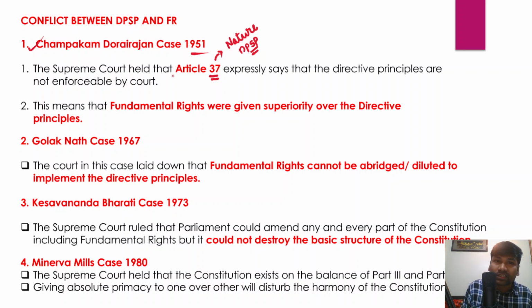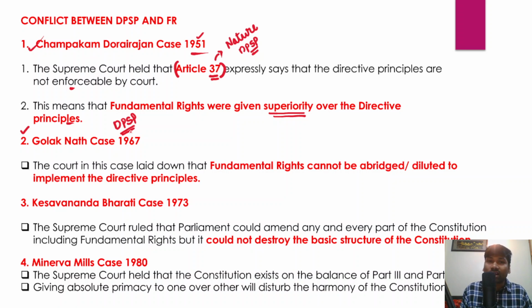And in this Champakam Dorairajan case, the Supreme Court upheld Article 37, and held that these directive principles of state policy are not enforceable by the courts. That effectively means that fundamental rights were given superiority, or primacy, over the directive principles of state policy, right? So this was the 1951 case, and the next defining judgment of the Supreme Court with respect to directive principles of state policy is the Golaknath case of 1967, right?